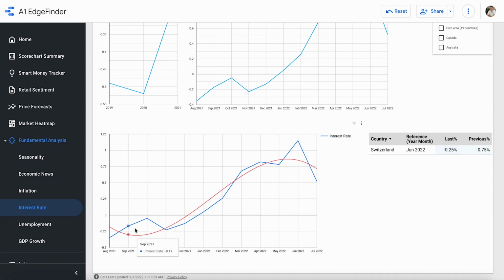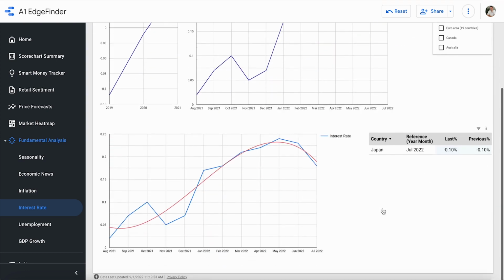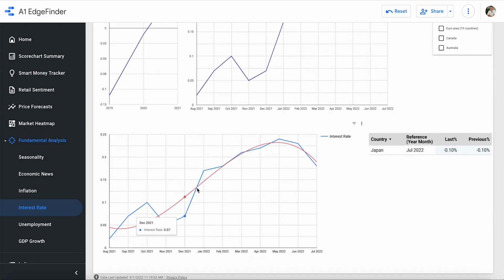Here we also have this chart here with the red line is the moving average, while the blue line is the actual interest rate. So moving average, red line, blue line is actual interest rate, and you can change that for any of these countries listed here.